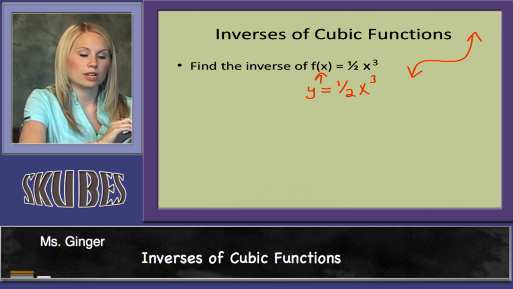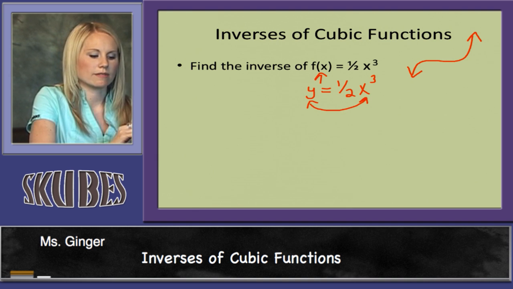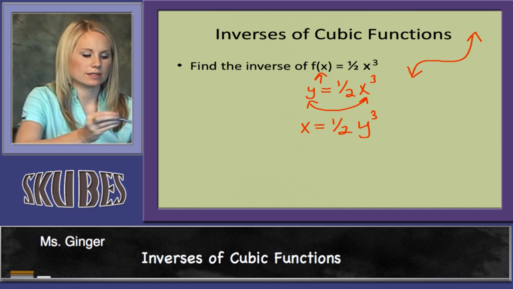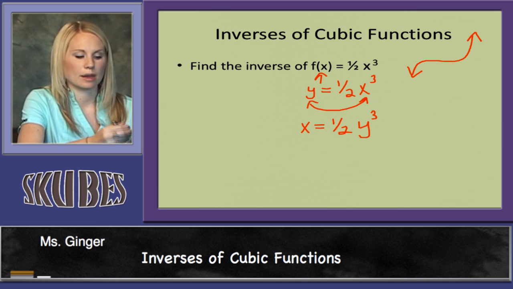Okay, now I want to switch x and y, so we're going to switch these two here. So we will have instead x equals 1/2 y cubed. And now we want to solve for y, which means to get y isolated by itself. So we're going to do the opposite operations of what we see to make that happen.